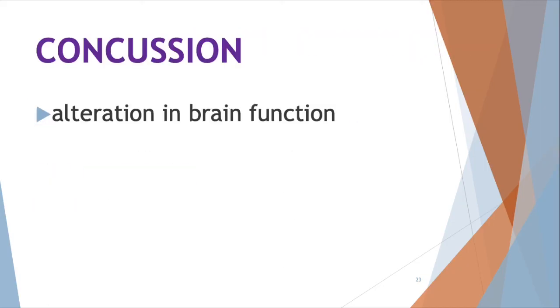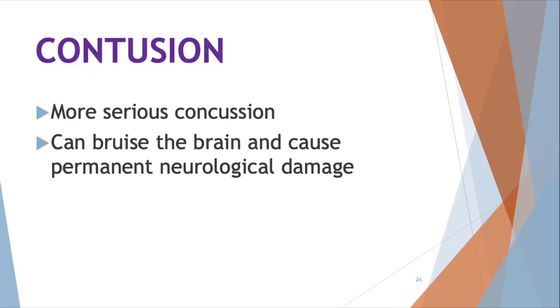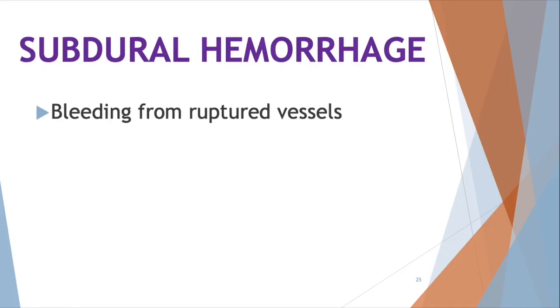Traumatic brain injuries. So we have here the concussion. When we say concussion, it is the alteration in brain function. Okay, example ng mga concussions is blow to the head. Next, the contusion. A contusion is a much more serious concussion. It can bruise the brain and cause permanent neurological damage. Yan. The subdural hemorrhage, bleeding from ruptured vessels.